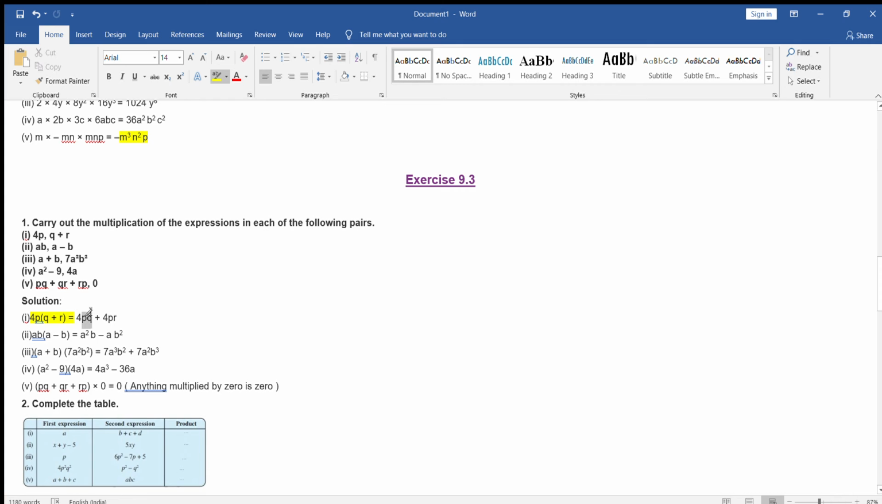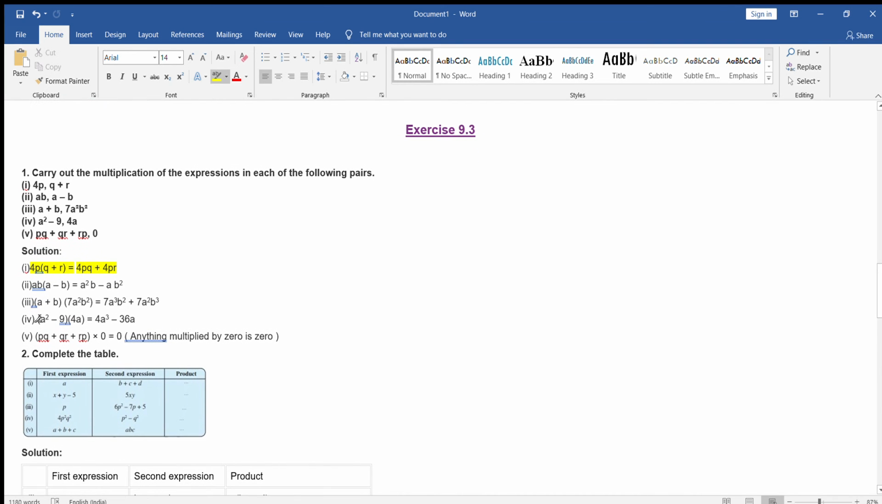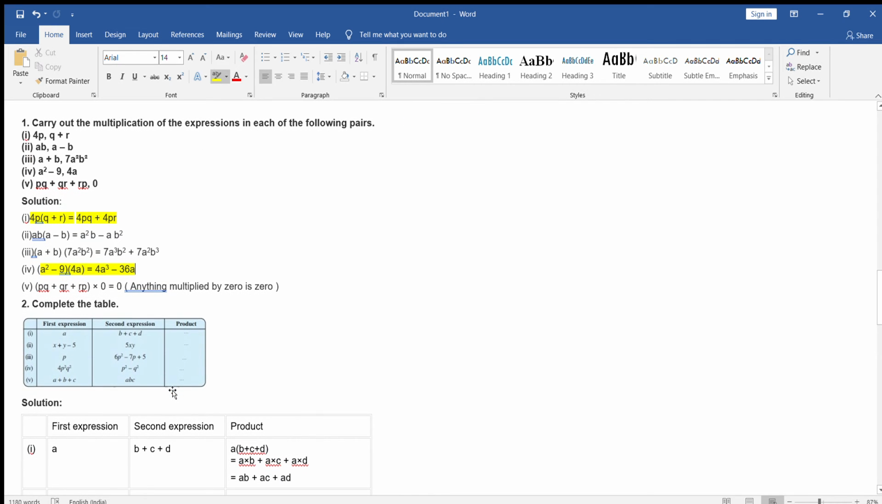If these two are like terms, then we will add them. If these are not like terms, we can't add them. Okay, one more example let us discuss. For example, this a square minus 9 into 4a. So first of all, we multiply this 4a with a square. So 4 will be as it is, and square plus 1, it is a to the power 3. Okay, then the minus sign will be as it is because here also there is a plus sign. Then 9 times 4 is 36, and a. This is our answer. Okay, so this is the multiplication of a monomial with a binomial.